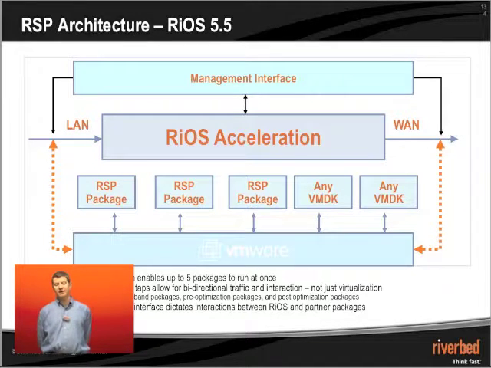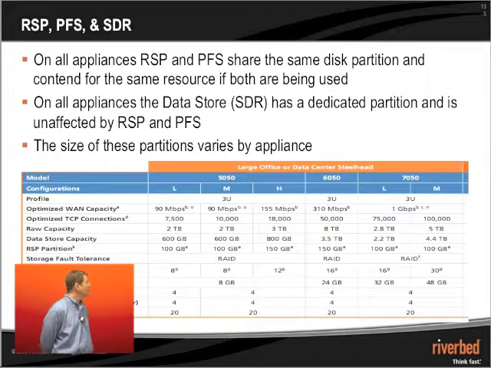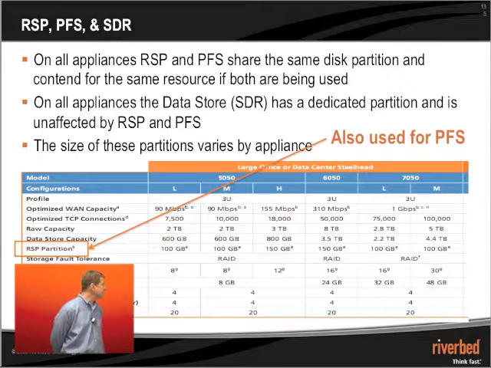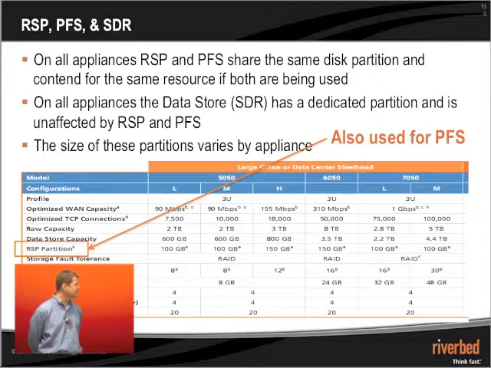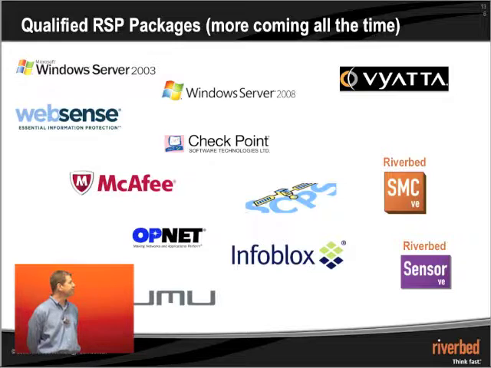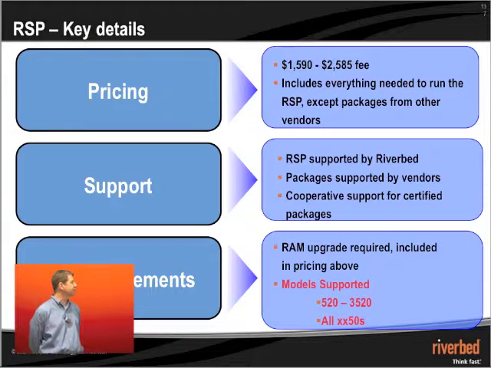Also, we can place a Windows server or some other type of device that can hang off of the management interface, which can then be physically cabled to a switch in the branch office. When we think about RSP, PFS, and SDR, as I mentioned, this disk space is referred to as the RSP partition, which is also used for PFS and is specified on the data sheet. Remember that this is not configurable.